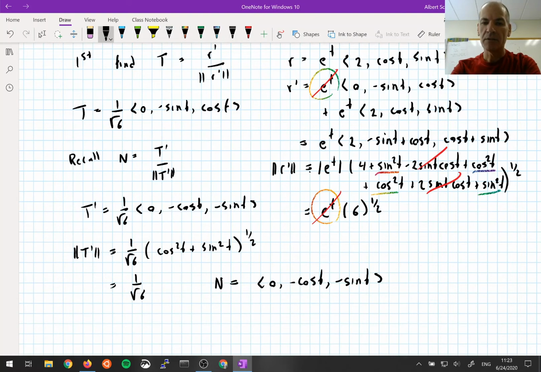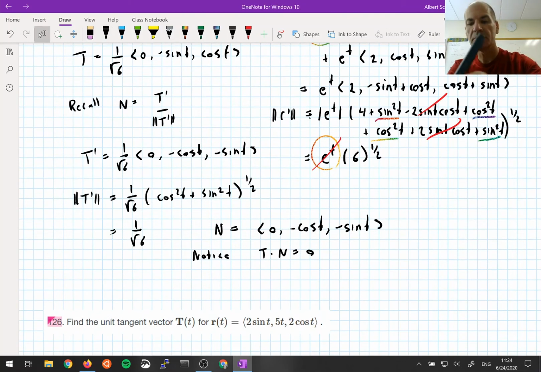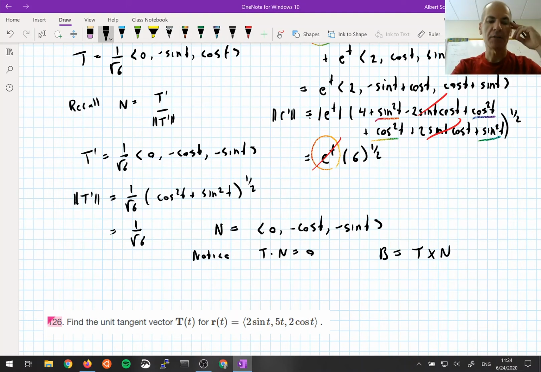You might also notice that it is orthogonal to T. How can we see that? Again, that's not part of the problem, but notice that T dotted with N is equal to 0. Just carry out that dot product and you'll see that. You could also compute B if you wanted to. You could do B is equal to T cross N. I'll leave that to you as an exercise.